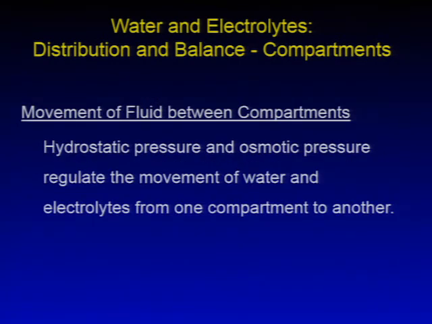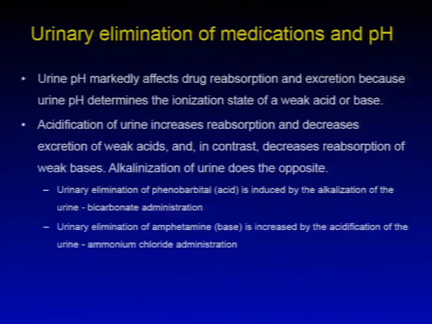Movement of fluid between compartments depends on hydrostatic pressure and osmotic pressure, which regulate the movement of water and electrolytes from one compartment to the other. Urinary pH markedly affects drug reabsorption and excretion because urine pH determines the ionization state of weak acids or bases. Acidification of urine increases reabsorption and decreases the excretion of weak acids, and in contrast, decreases the reabsorption of weak bases. Alkalinization of urine does the opposite.